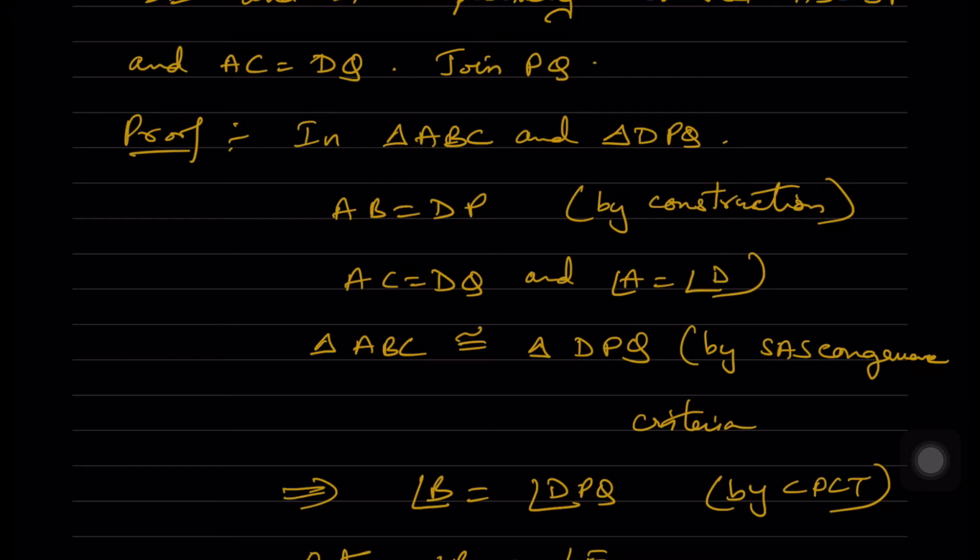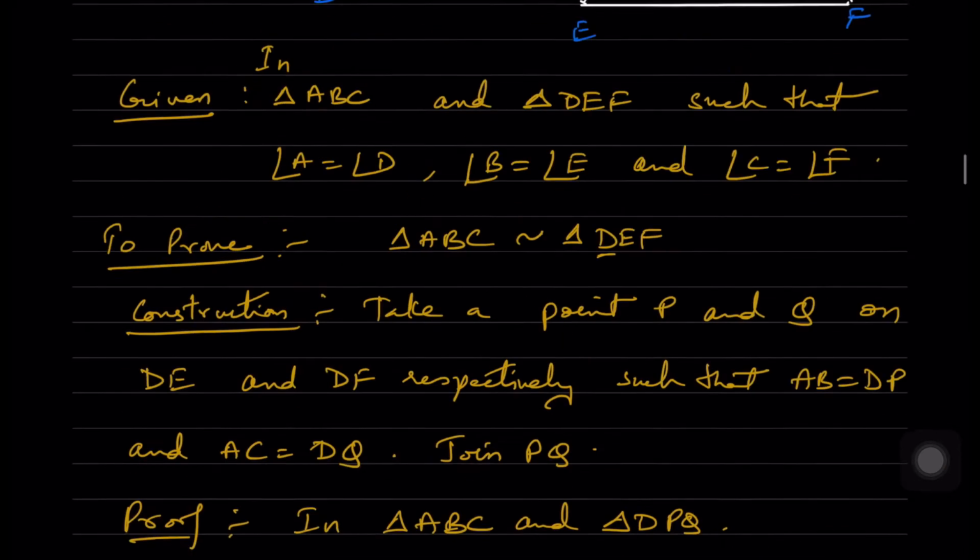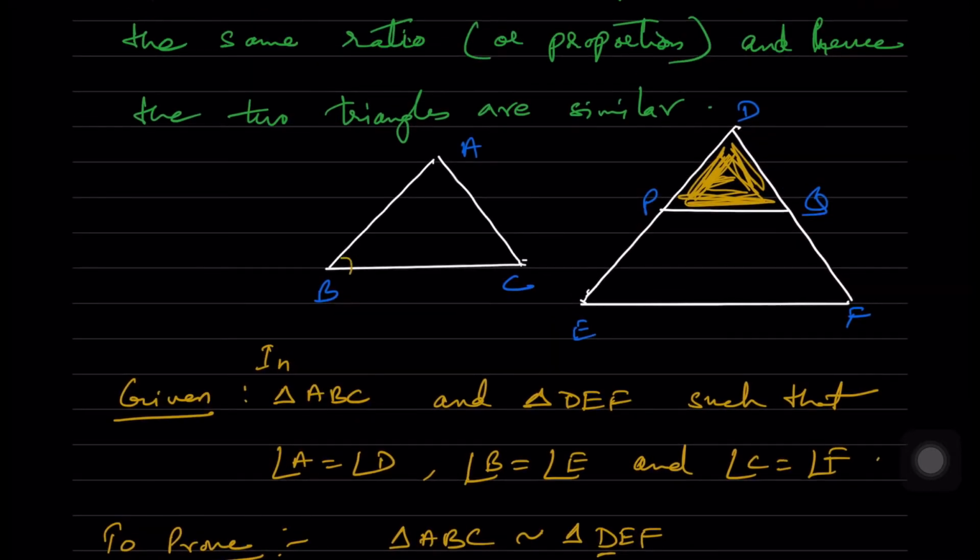Now what we have to prove is that triangle ABC is similar to triangle DEF. In order to prove that, now you got that angle B is equal to angle DPQ. From here you can see angle B is equal to angle DPQ, this angle, this corner near P, and angle C is equal to angle DQP.